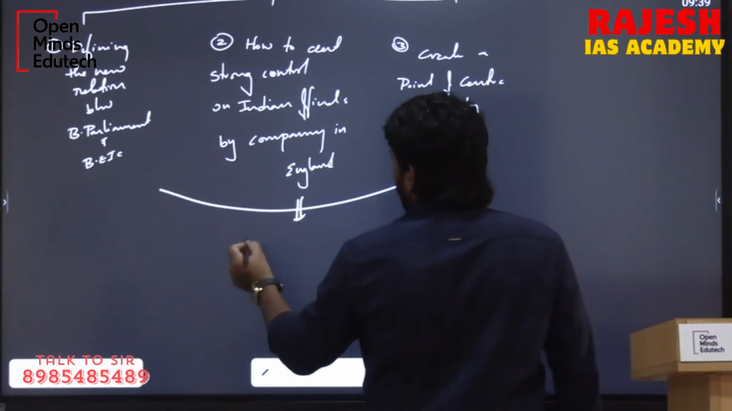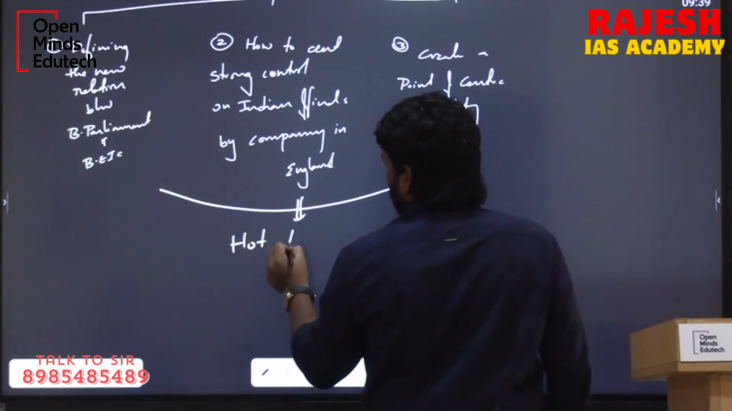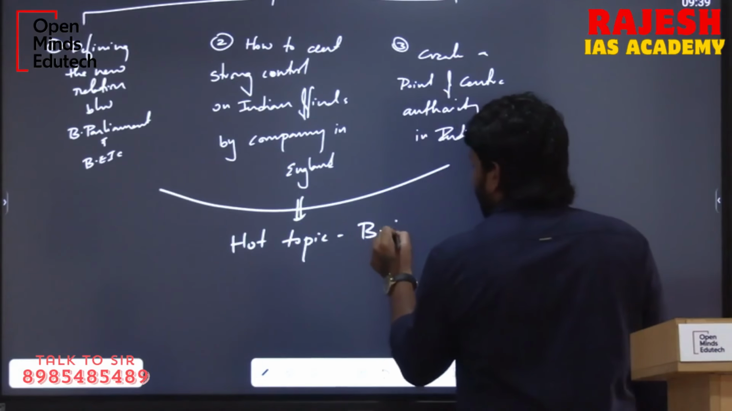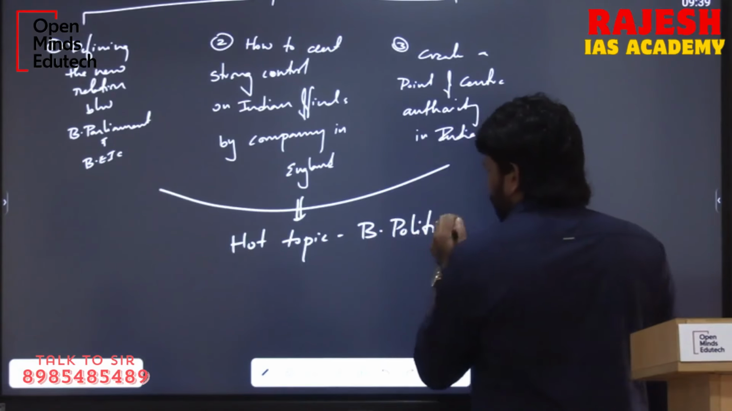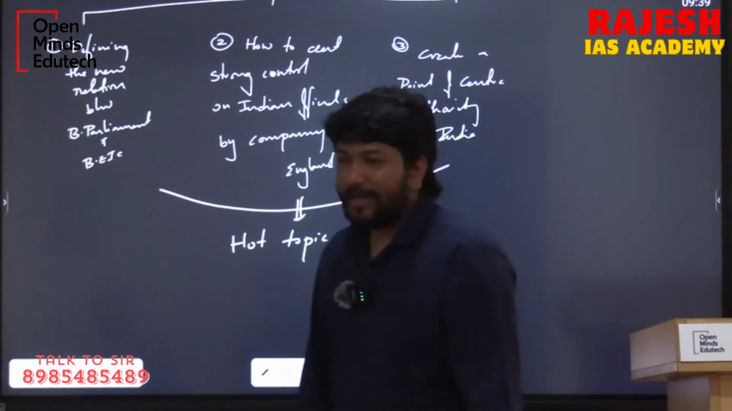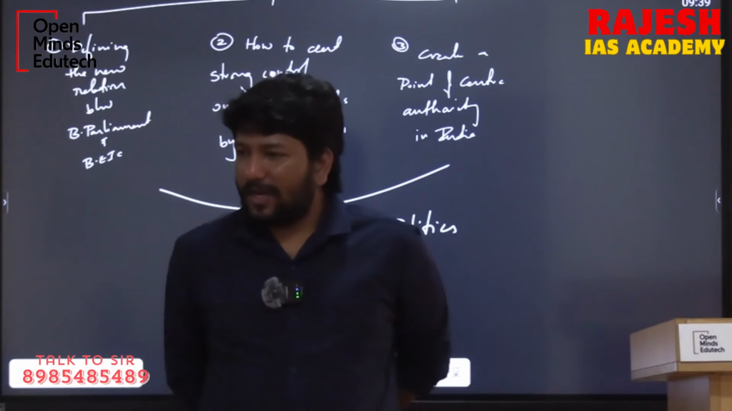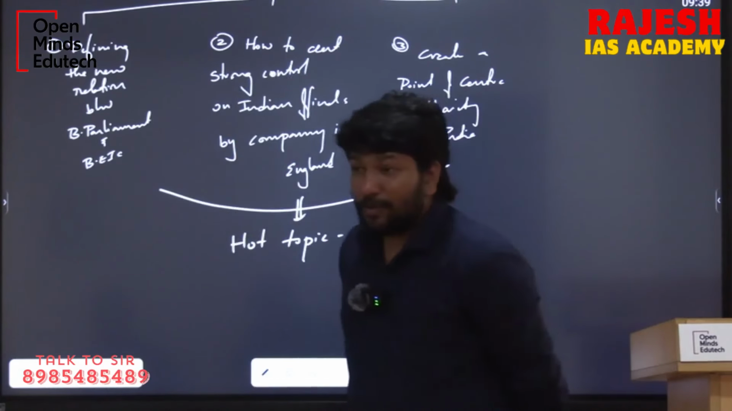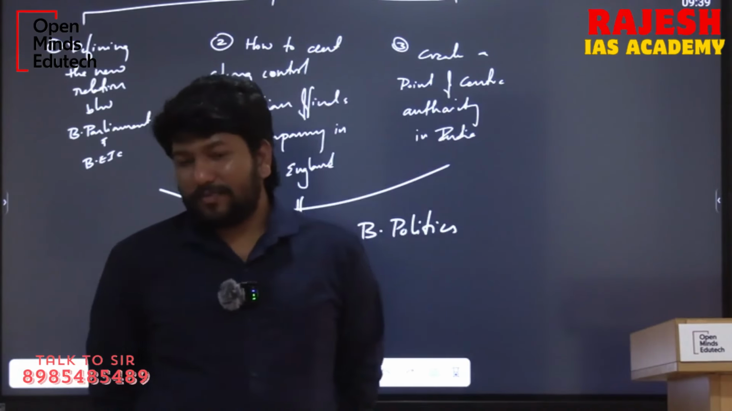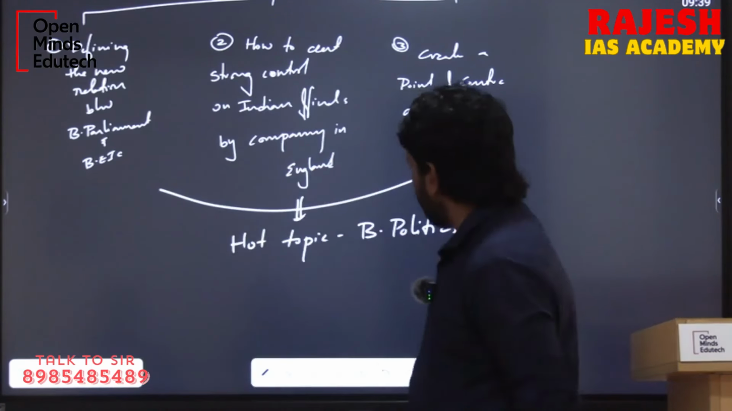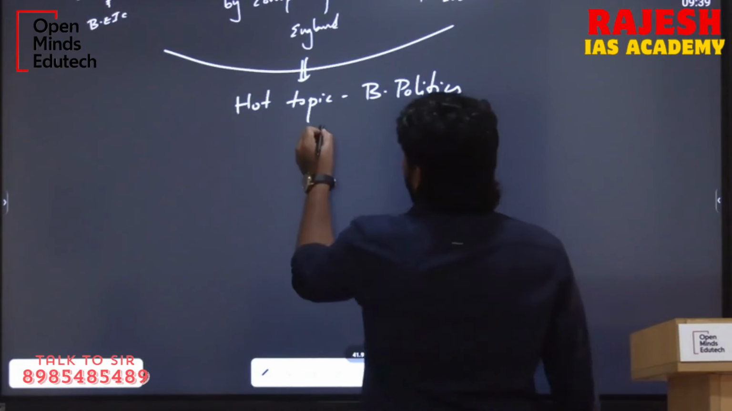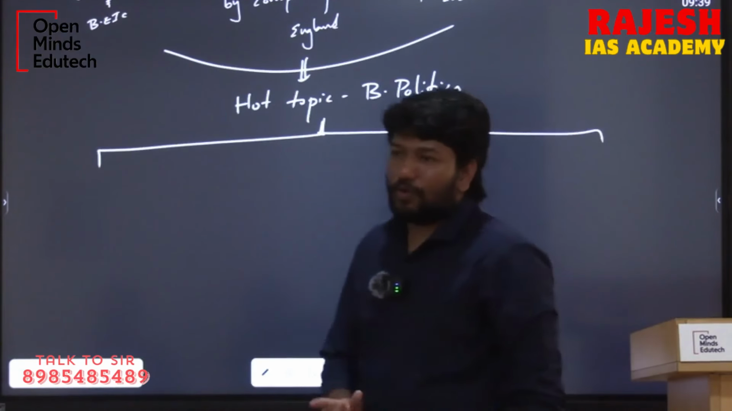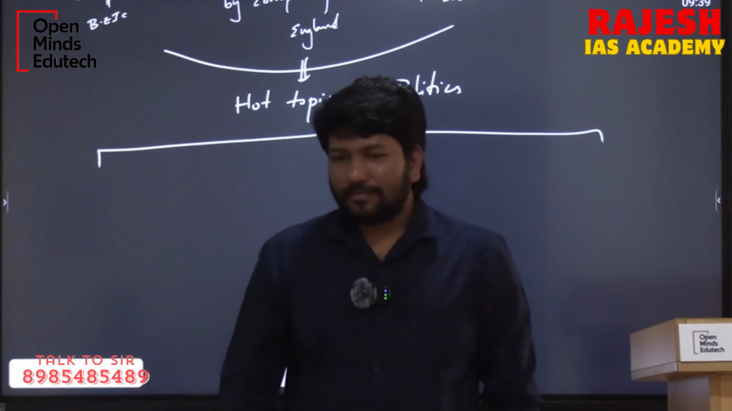The issue became a hot topic in Britain's politics. The affairs of the company and its losses, the officials getting huge resources, and the Bengal famine became a hot topic in British politics. So what will happen? This led to the emergence of two groups in the British higher authorities.